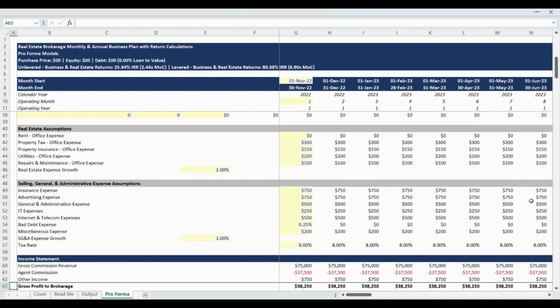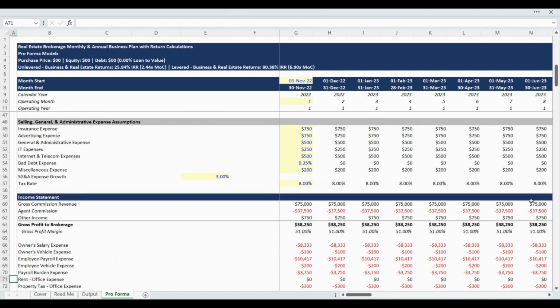The final section of assumptions before we complete the income statement inputs is for selling, general, and administrative costs. This section contains inputs for typical selling, general, and administrative expenses such as insurance, advertising, information technology, and bad debt expense. Following the format of previous expense sections, an annual selling, general, and administrative expense inflation factor input is also included.